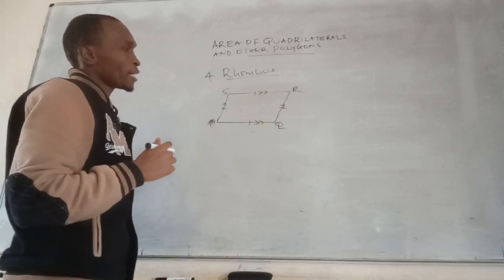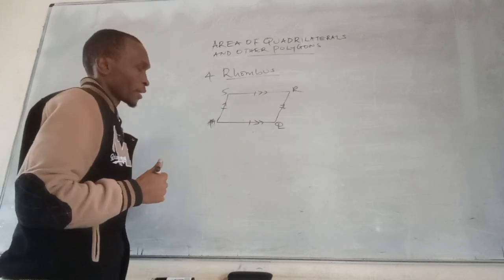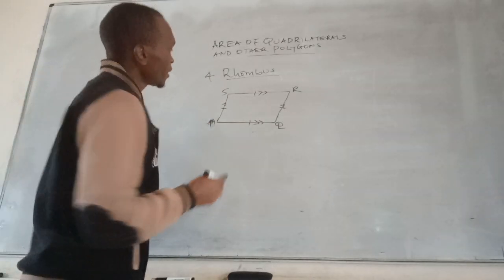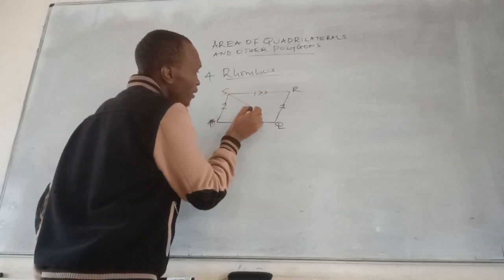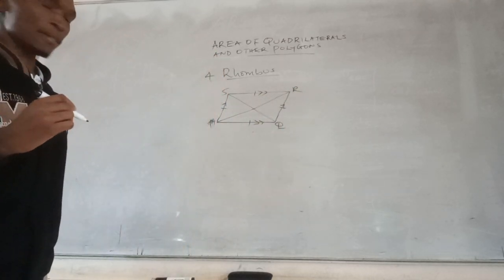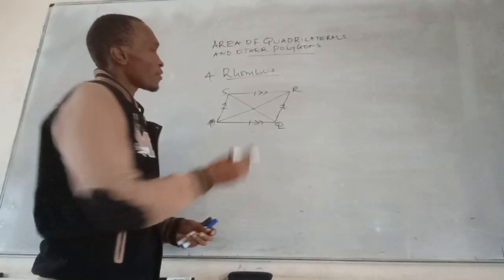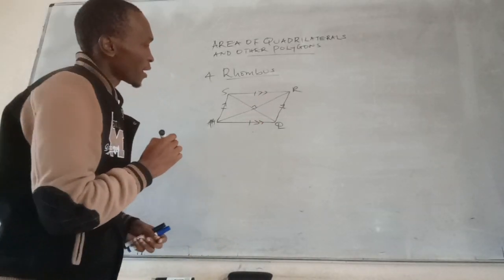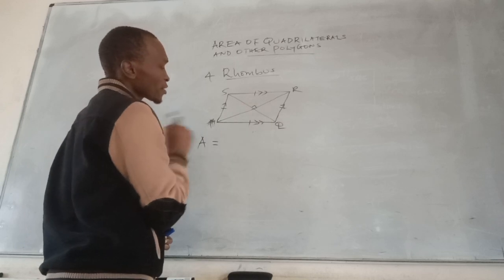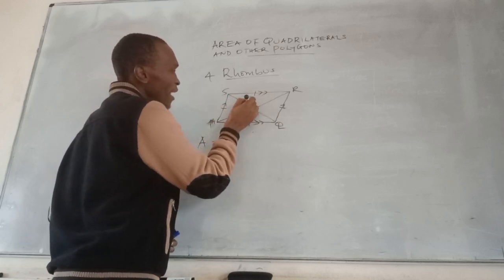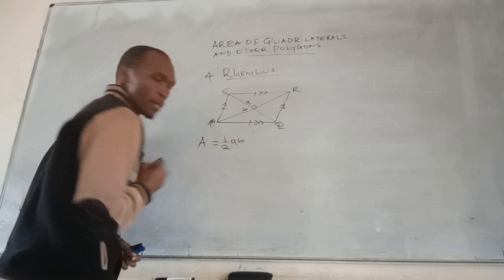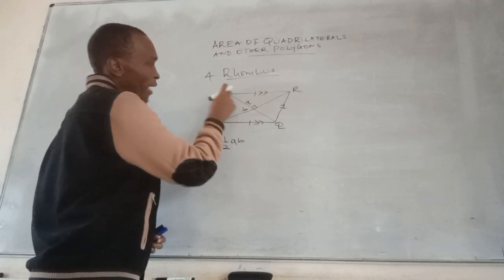So how do you find the area of a rhombus? Now, in the first scenario, you may be given the diagonals of that rhombus. And always remember that the diagonals of a rhombus meet at 90 degrees. Therefore, if you are given the distances of the diagonals, say this is diagonal A and B, then area is equal to half AB, where A is a diagonal and B is the other diagonal.